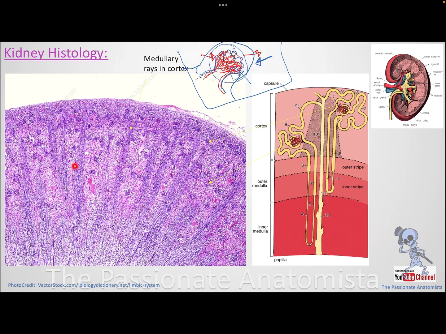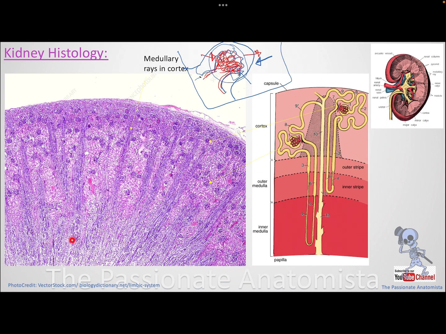So once they run here in the cortex, all these straight tubules, we call them medullary rays. Why do we call them medullary rays? Because they are rays that are trying to reach the medulla. Once we reach the medulla, we are ready to open by the renal sinus, to take this filtrate into the calyces and then the renal pelvis and then to the ureter.